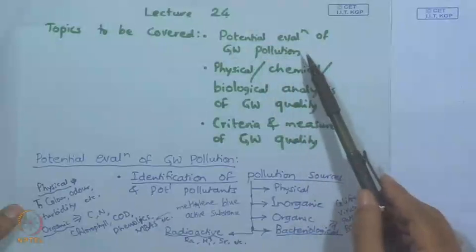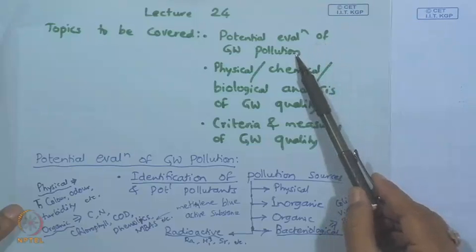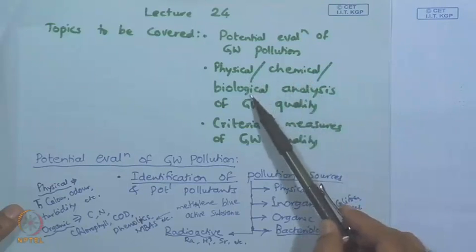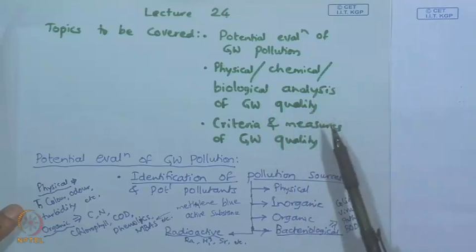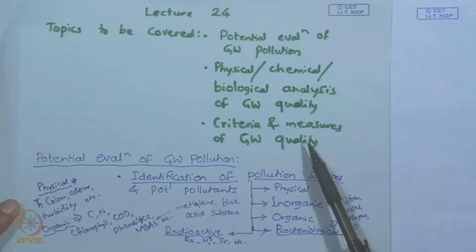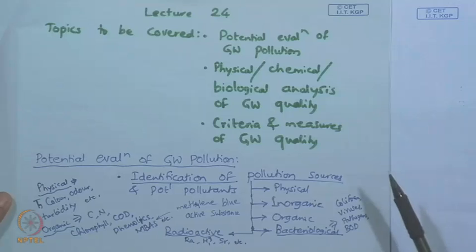Welcome to this lecture number 24 in groundwater hydrology. In today's lecture, the topics to be covered are the potential evaluation of groundwater pollution, followed by physical, chemical, biological analysis of groundwater quality, and followed by criteria and measures of groundwater quality. Now, let us go to the potential evaluation of the groundwater pollution.